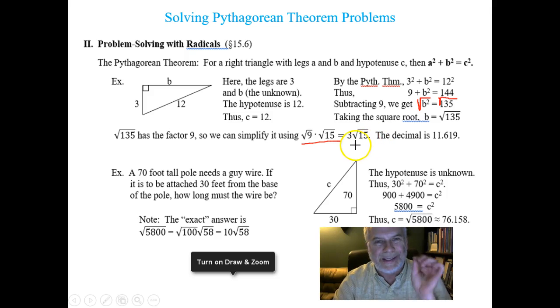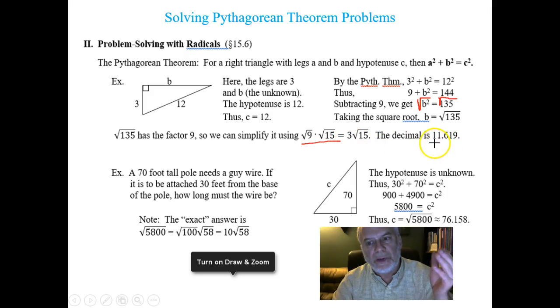That is called the exact answer. If you get your calculator and go 3 times the square root of 15, you can get an approximate answer, that's the decimal answer, 11.619. You should find the square root button on your calculator to be able to do that.